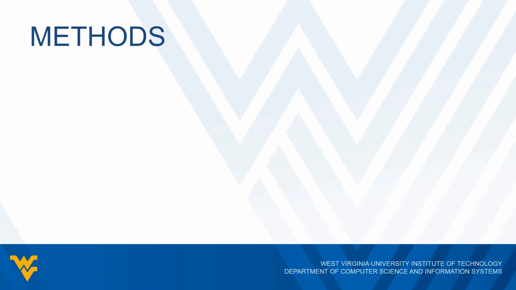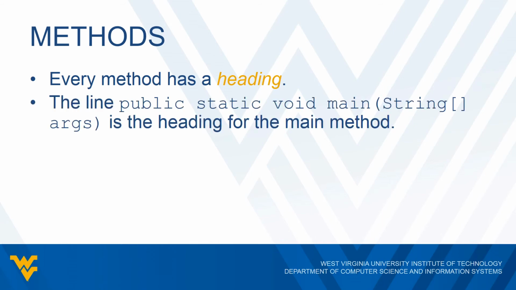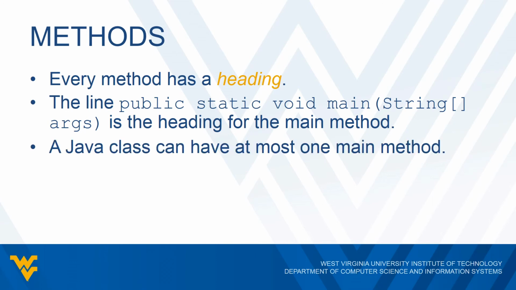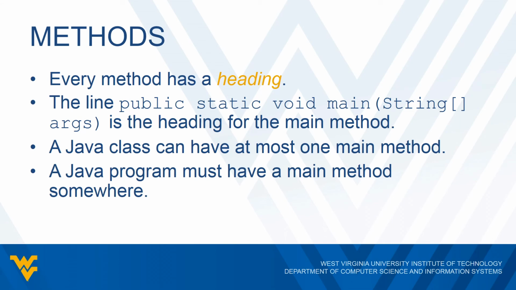And since a class does have one or more methods, we probably want to talk a little bit about it at least. So every method must have what we call a heading. So here's an example. The line public static void main string args would be a heading for our main method. Now a Java class can have at most one main method. And to take it one step further, a Java program must have a main method somewhere.